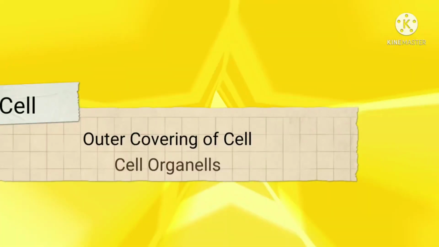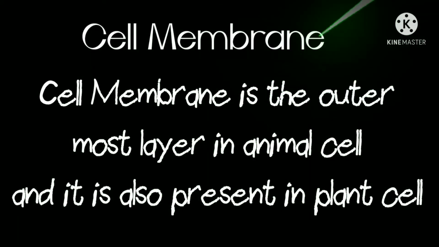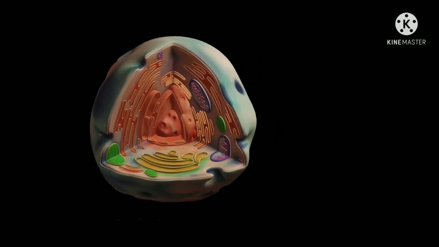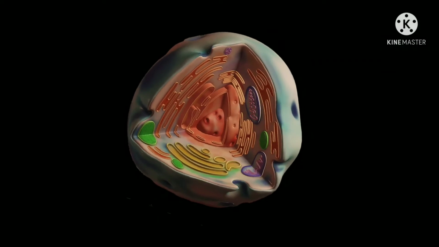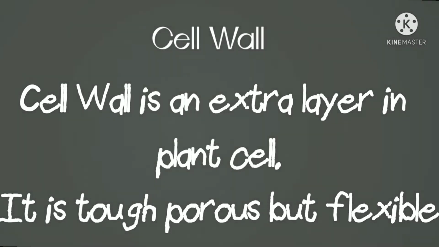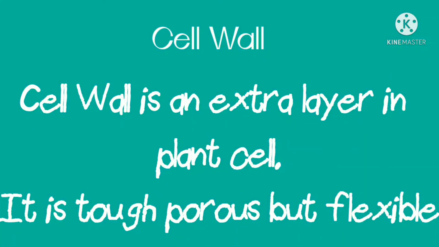Covering the first topic, that is outer covering of the cell: cell membrane and cell wall. So let's see them. Cell membrane. Cell membrane is the outermost layer in animal cell and it is also present in plant cell. This cell membrane protects the cell, and as we are seeing in this picture, this is the animal cell and we see the outermost layer, that is called cell membrane. In plant cell we have an extra layer, that is cell wall. Cell wall is tough, porous but very flexible.